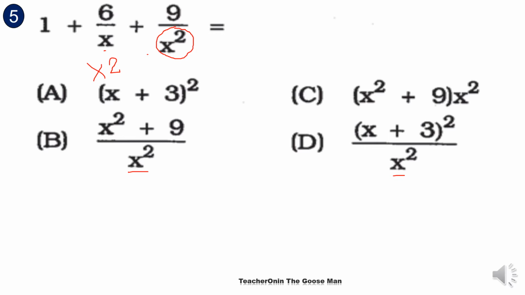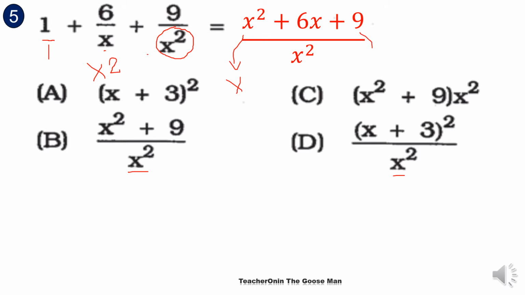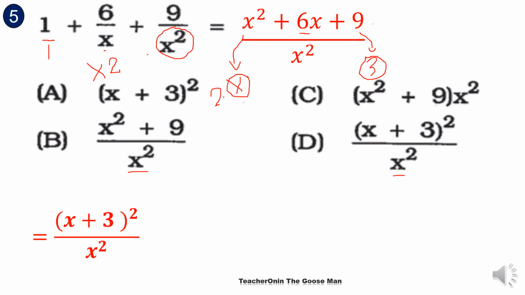Then again, I'll transform this one into x squared plus 6x plus 9 all over x squared. How? Because x squared divided by the denominator here, which is 1, times 1 will give us x squared. So x squared divided by x times 6 will give us 6x, and x squared divided by x squared times 9 is equal to 9. But take note that I can factor this as a perfect square, meaning I can extract the root of x squared, which is actually x, and the square root of 9 is equal to 3. By inspection, to get the middle term, I'll multiply x and 3, so that will give us 3x, and always multiply by 2. So therefore, 2 times x times 3 will give me 6x. So I can rewrite the numerator as x plus 3 squared all over x squared. Based on our choices, the correct answer is actually letter D.